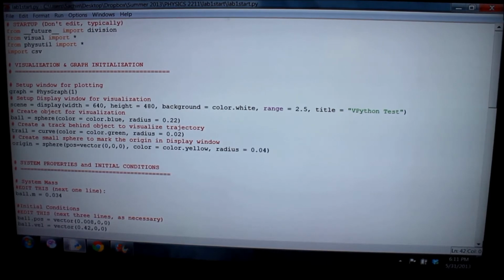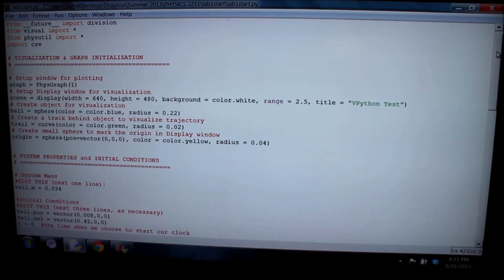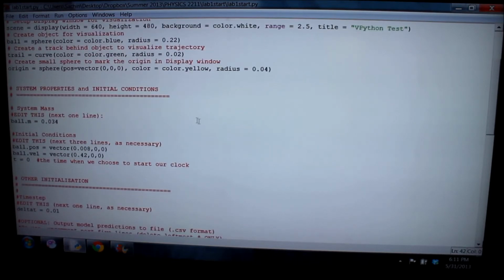Let's go ahead and examine our code for IDLE and look at our prediction. So we're basically going to start at the system properties and the initial conditions. Our system was the little toy car, and the mass of it was 34 grams. We converted that to kilograms to plug it in here because this program reads SI units. So it becomes 0.034. Next we look at the initial position, which is 0.008, which we got from tracker. The initial velocity is also a value that we obtained from tracker. It's 0.42 meters per second.